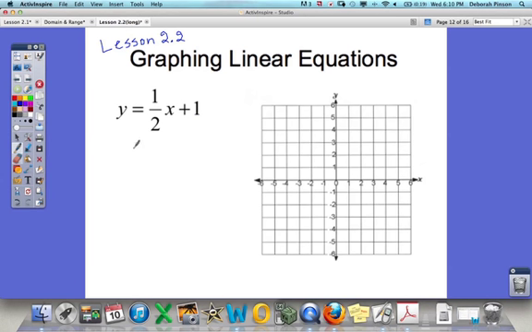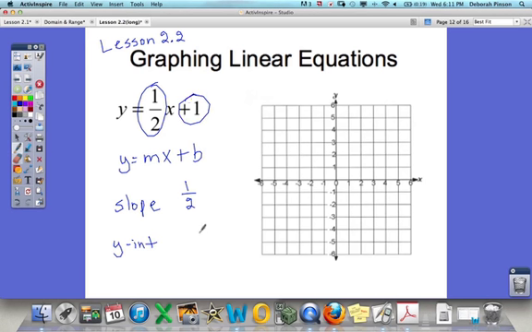Now this first one I gave you in y equals mx plus b form, which means I gave you the slope. The slope is 1/2. And I gave you the y-intercept. The y-intercept is at 1. Now when you graph these, you're going to start with your y-intercept. So my y-intercept is at 1. Now it's where it crosses the y-axis, not the x-axis.